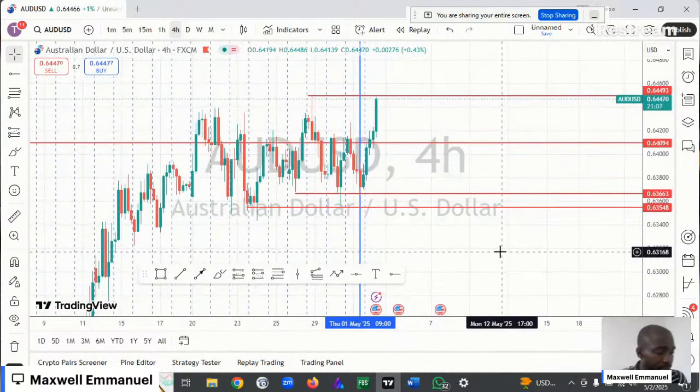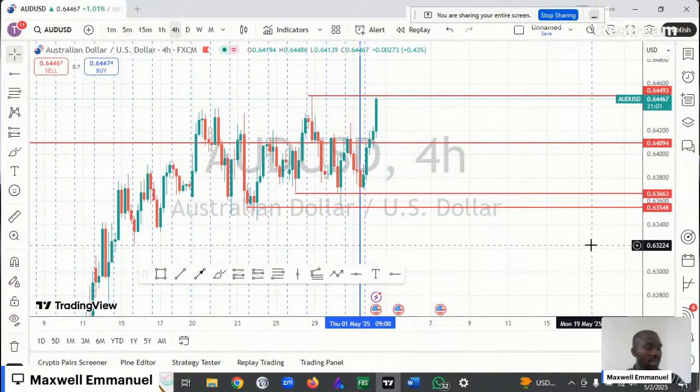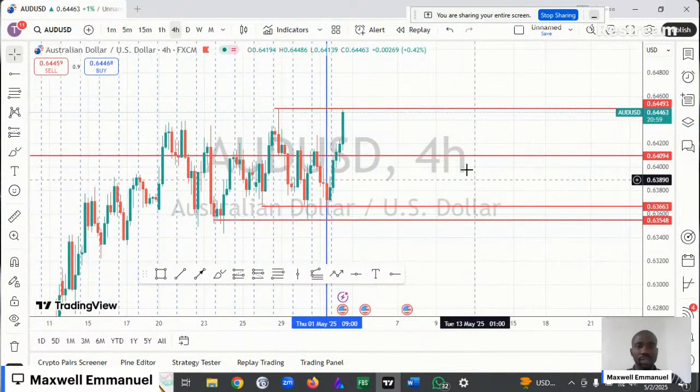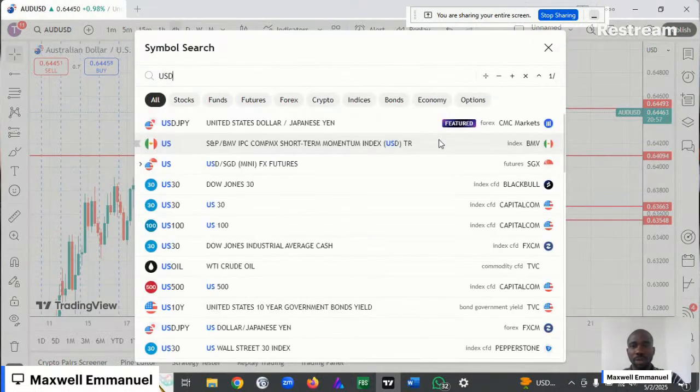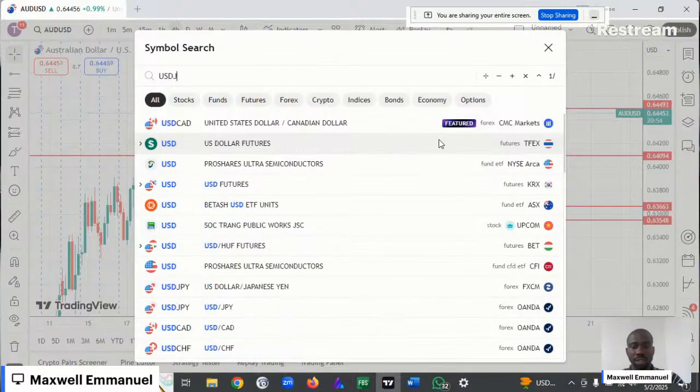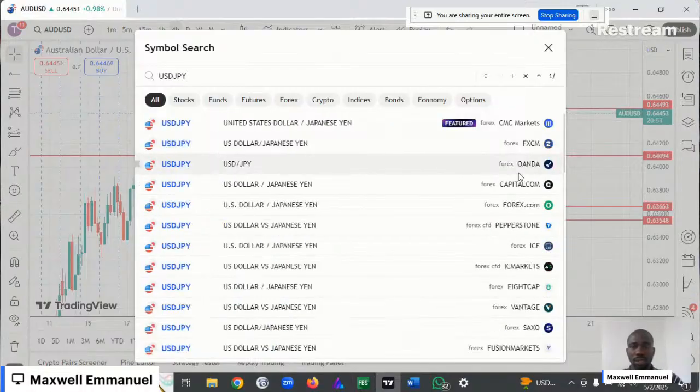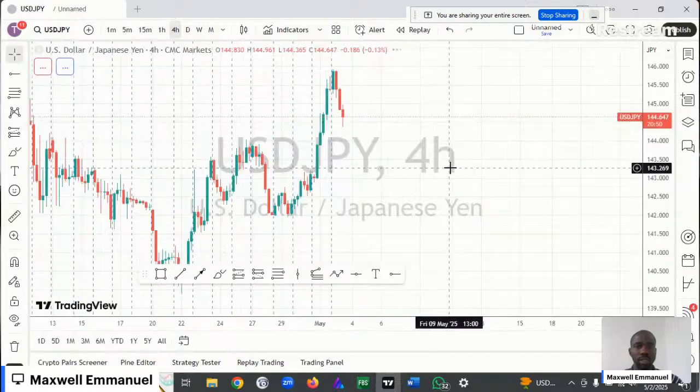Is that clear? Any question? Let's see USDJPY. USDJPY should be bullish.